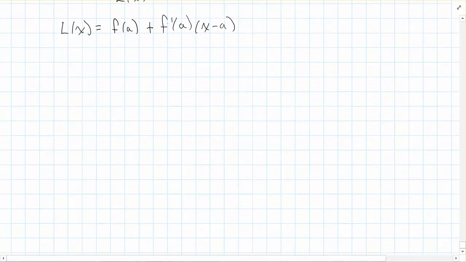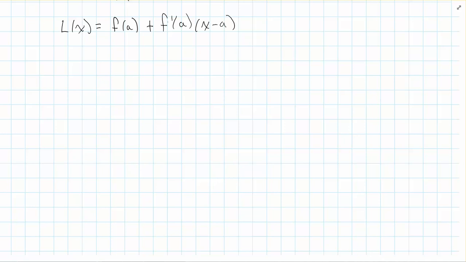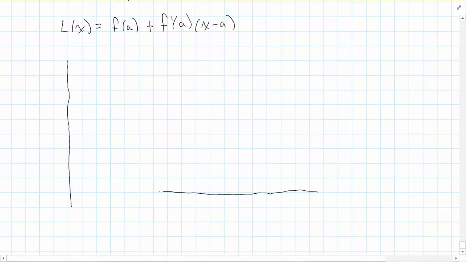So before we actually use this in an example, I want to illustrate what's going on here. And we're going to illustrate this with the graph of the square root of x, because that's what we're looking at.